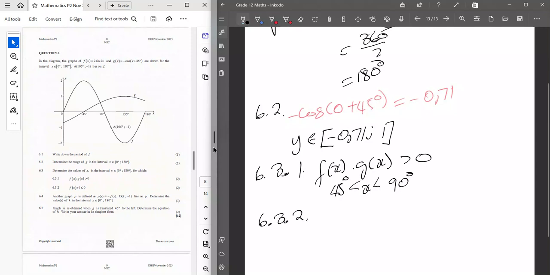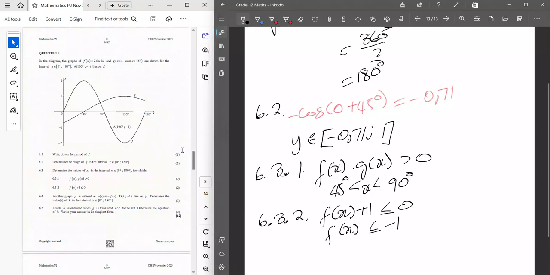6.3.2, f of x plus 1. Let's look at it. f of x plus 1 must be less than or equal to 0. What does it mean? It means f of x must be less than or equal to negative 1. Here is a question you must ask yourself, guys: what is f of x? f of x is 2 sine 2x.